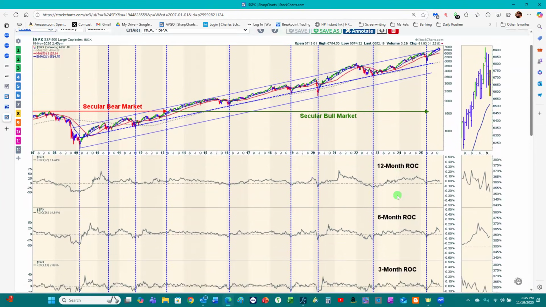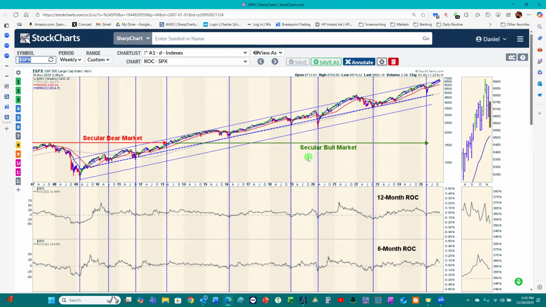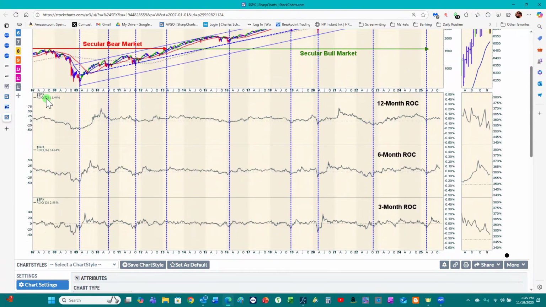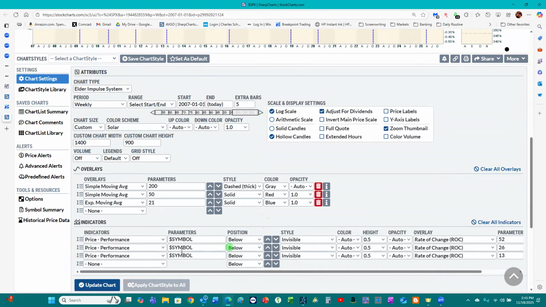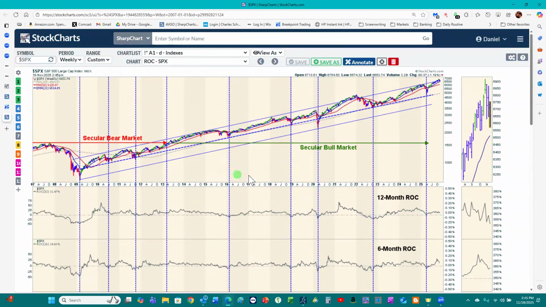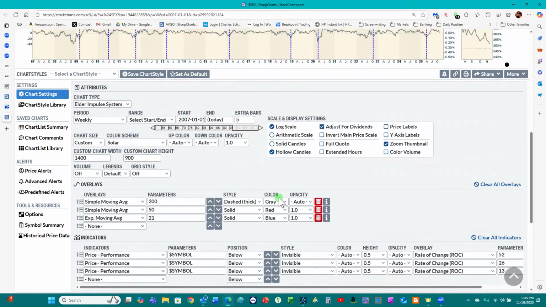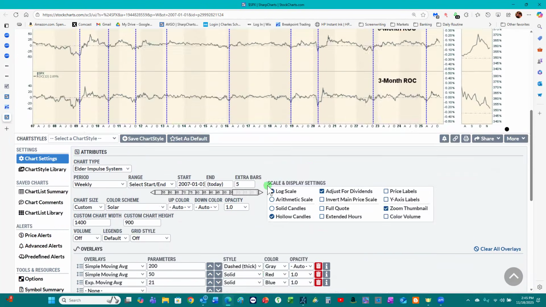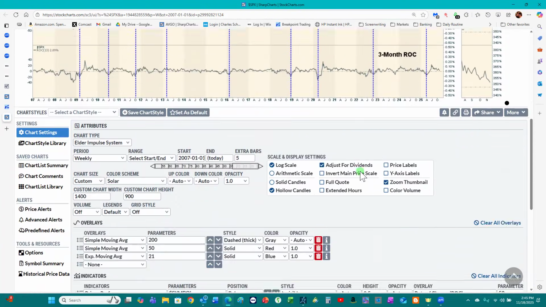What I've done is I've done this on a weekly chart. So these down here, the 12-month is a 52-week. See rate of change, 52. Here's how I created it down here. Price performance, that gives you the 0 line. Dollar symbol, so I can put any symbol that I want up here, and it will calculate the rate of change. I make it invisible because I don't want to see the actual price movement in my charts down here. I just want to see rate of change.